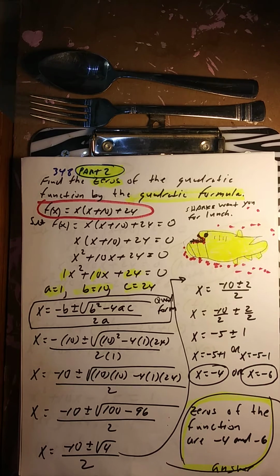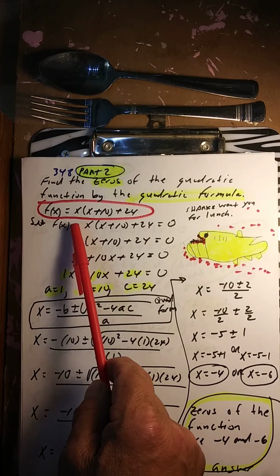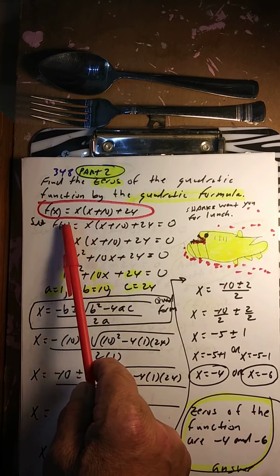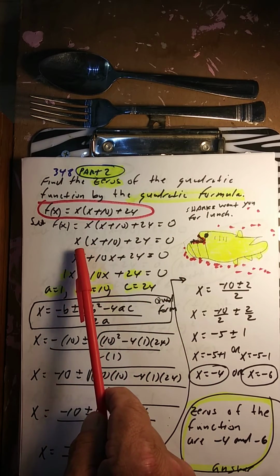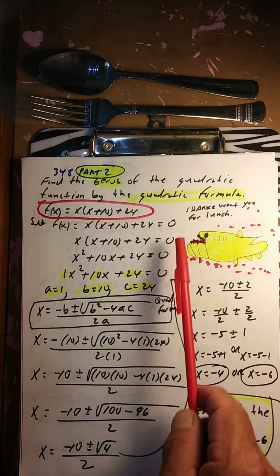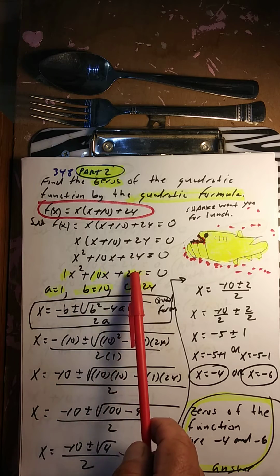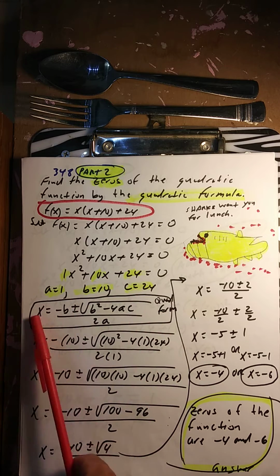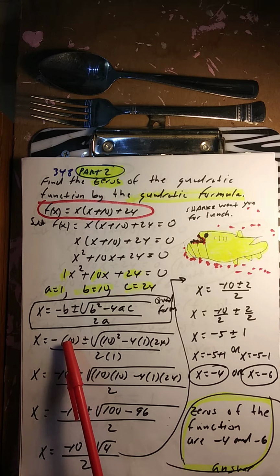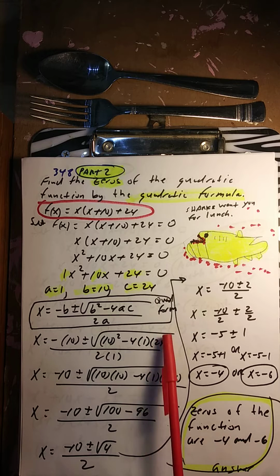Find the zeros of the quadratic function by the quadratic formula. So, different method, same thing. Set it equal to 0. Multiply it out, just like we did before: x squared plus 10x plus 24. This time we can use the quadratic formula. So, identify A, B, and C. There's a formula, and I'm going to put the numbers in there. For letter B, we're going to put 10. For letter A, we're going to put 1, and then 24 for C.